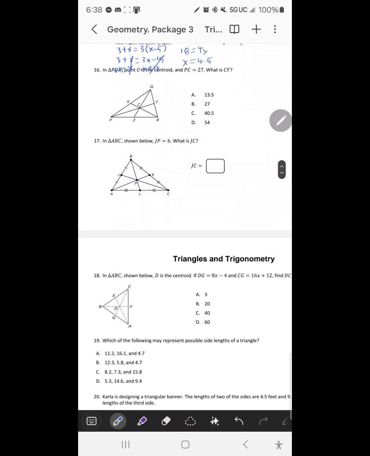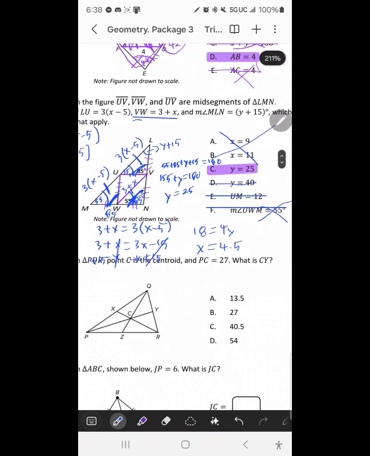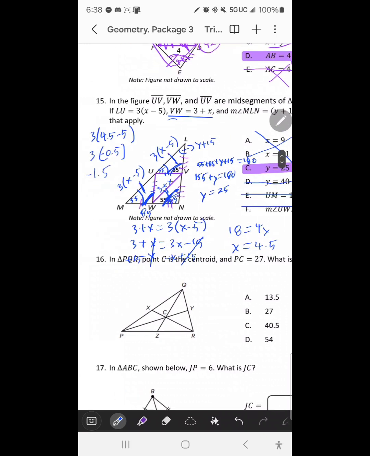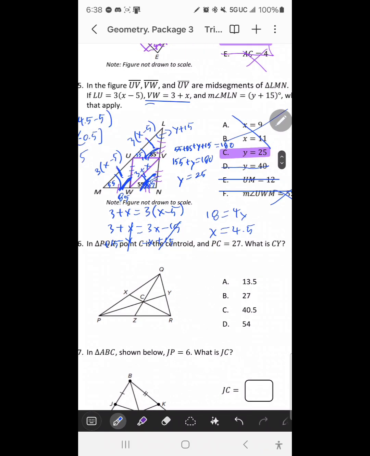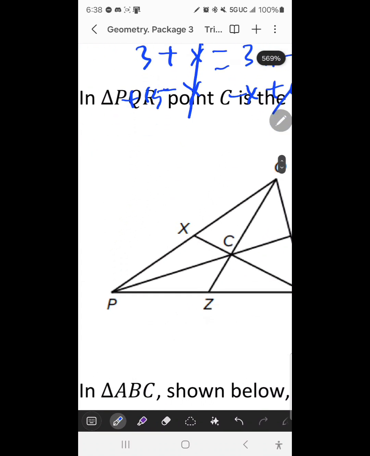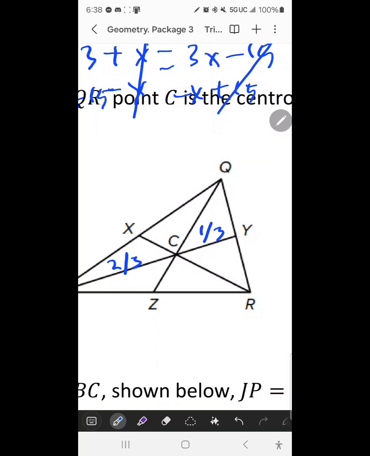Let's continue. Now 16, triangle PQR. Point C is the centroid. PC equals 27. What is CY? Okay, this is a property of the centroid. In the centroid, the long side is going to be 2/3 of the whole. I don't know how I remember this. I did this like 2 years ago, but this is just a property you need to know. There's no more than that.